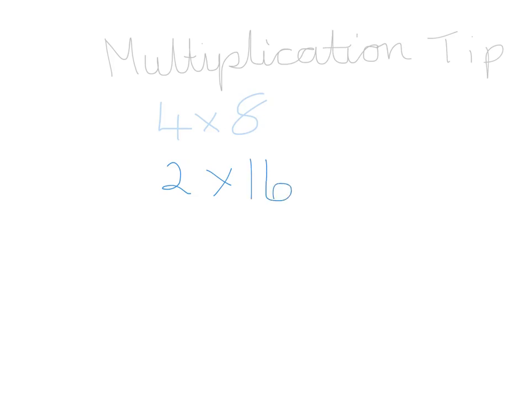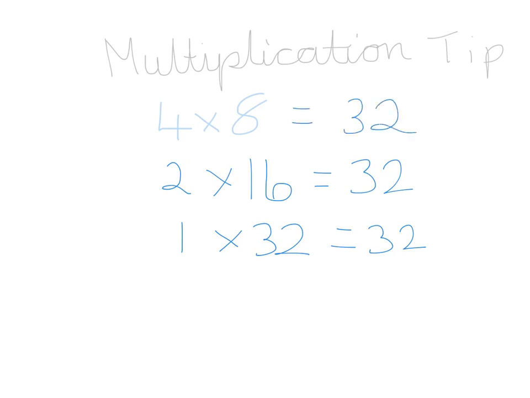We can half and double again if we want. It will always still give us the same answer. So half of 2 is 1. Double 16 is 32. Well, there you go. 1 times 32 is easy. It's 32. 2 times 16 is 32. 4 times 8 then is 32. Very good tip to have.